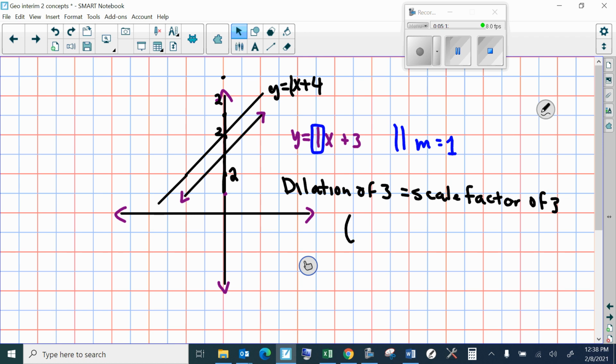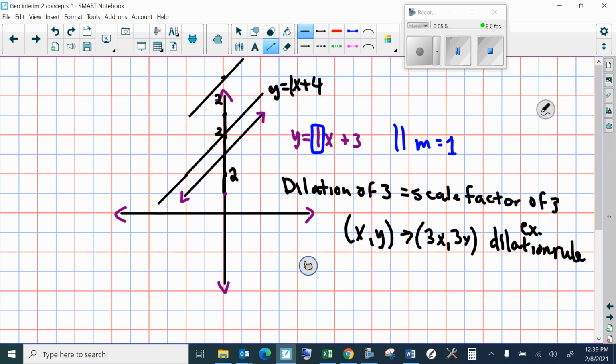Also, dilations can be written as x comma y maps onto, in this case, 3x comma 3y. So remember we talked about rotations, translations, reflections. This is the rule for a dilation. The x and y get multiplied by the same number, whatever it happens to be, in this case 3, when a dilation of 3. So this is an example of a dilation rule. Okay, so now what's the equation of that line? Again, it's got to be parallel.